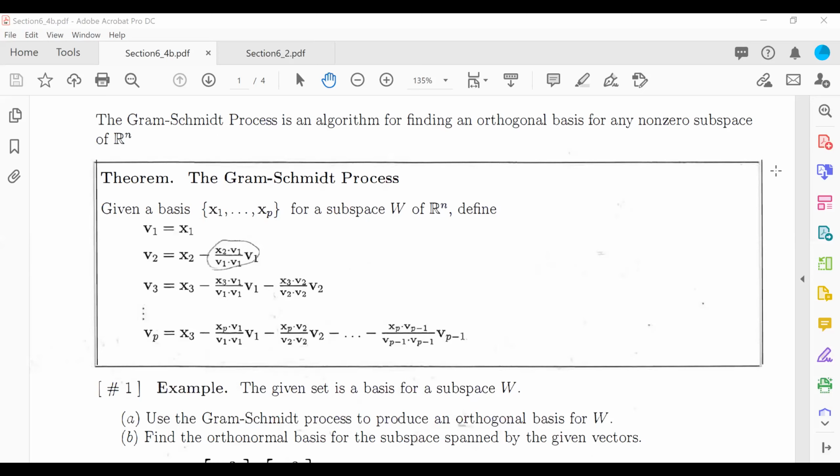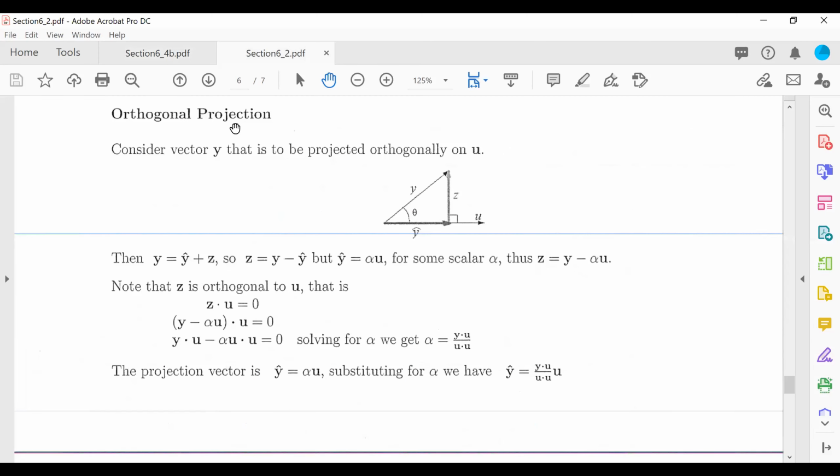Gram-Schmidt process. The Gram-Schmidt process is an algorithm for finding an orthogonal basis for any non-zero subspace in Rn. In other words, the Gram-Schmidt process helps us find orthogonal vectors once we have any. To understand it, let's go back to section 6.2, where we talk about orthogonal projection.